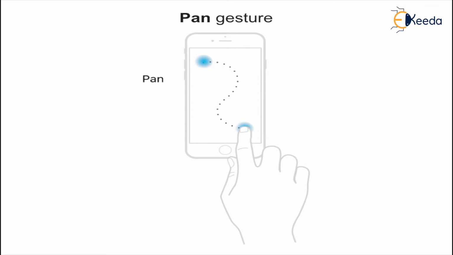Now next one is the pan gesture. Whenever you move a finger on your screen, at that time this gesture occurs. The best example of the pan gesture is your application pattern lock, as well as your screen pattern lock. Another good example is the Candy Crush game. Most of these gestures work in gaming applications, but you can also use them in your normal applications. So this is the pan gesture.